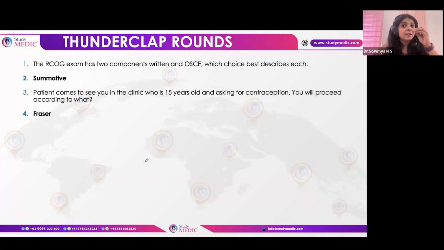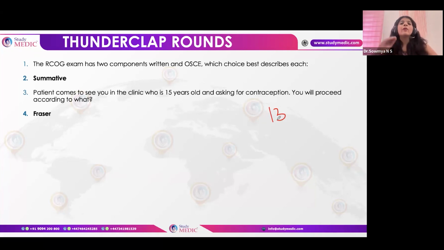Also, one thing you need to remember, before you give contraception, you need to understand the legal age to have sex is 13 years. Anybody less than 13, even though it's consensual sex, you have to report to the police. Over 13, you can offer contraception, but need to know the age of the boyfriend, whether it's more than 4 years older, because you want to avoid sexual grooming.